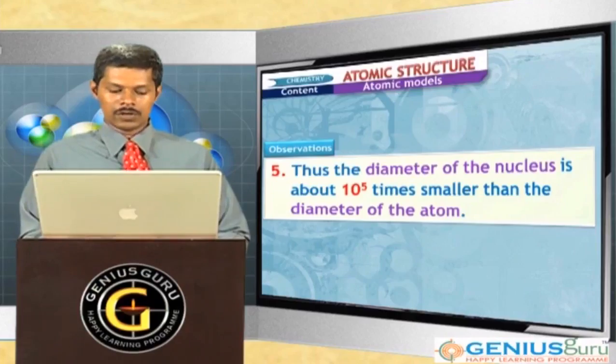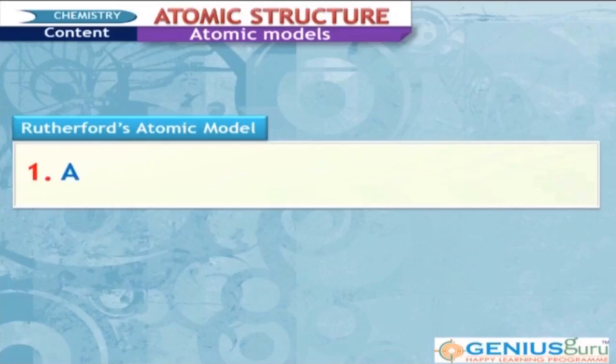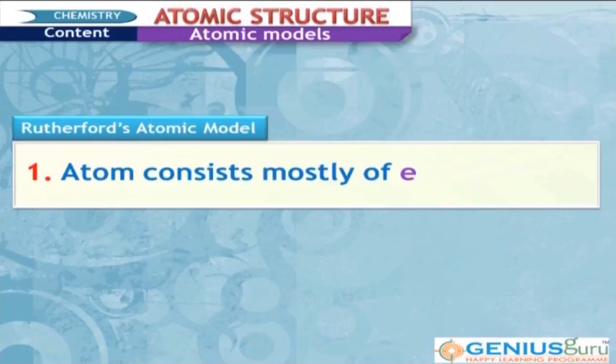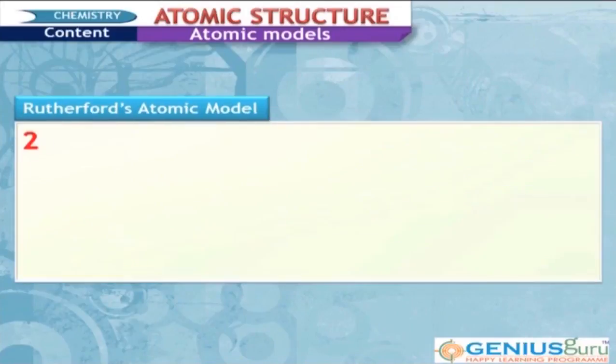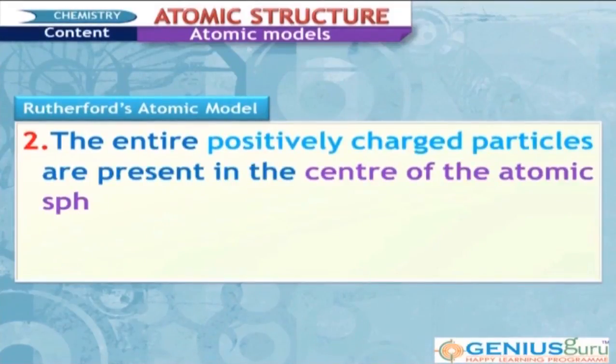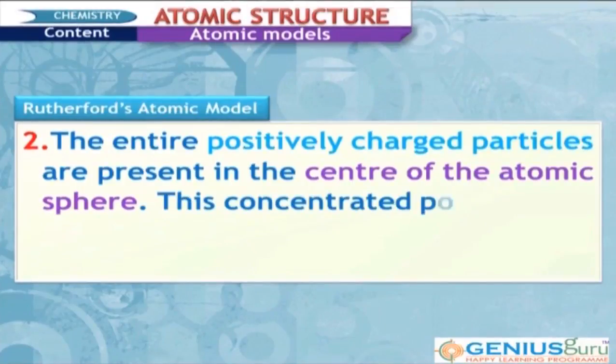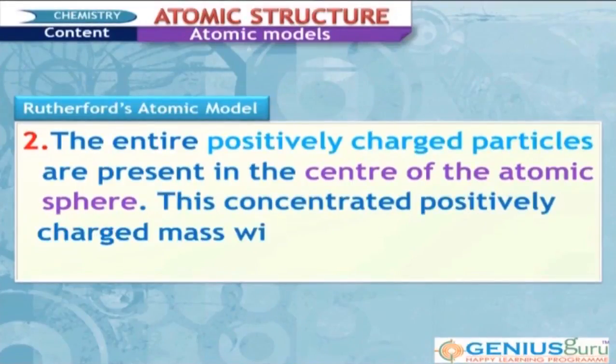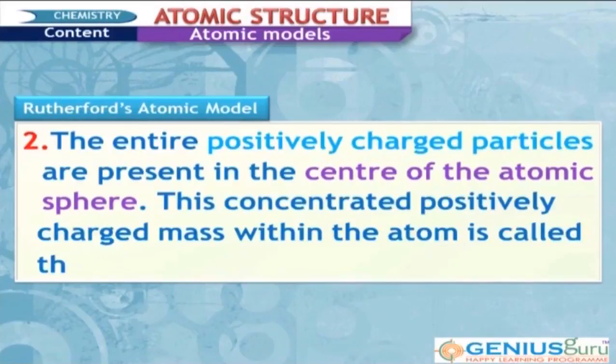Now coming to the actual picture of Rutherford's atomic model. The important points in this Rutherford model are, the atom consists mostly of empty space. And the second one is, the entire positively charged particles are present in the center of the atomic sphere. This concentrated positively charged mass within the atom is called the nucleus.